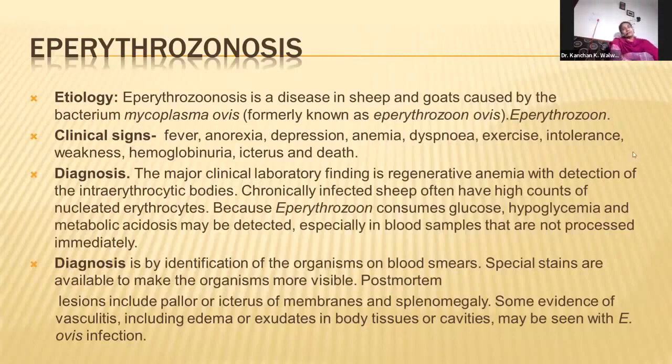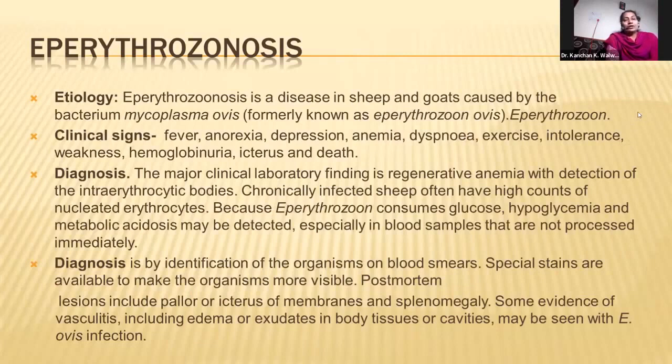Since this organism consumes a good amount of glucose for its proliferation and growth, the animal will be hypoglycemic, and because of that there will be metabolic acidosis also.